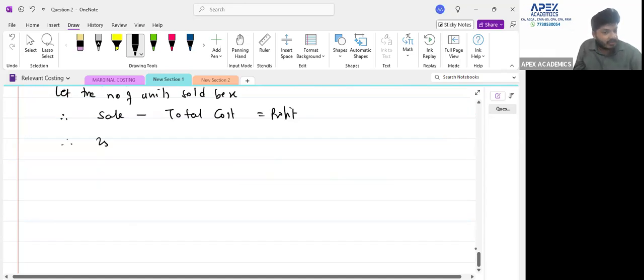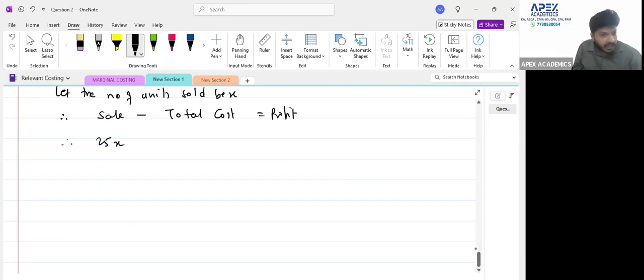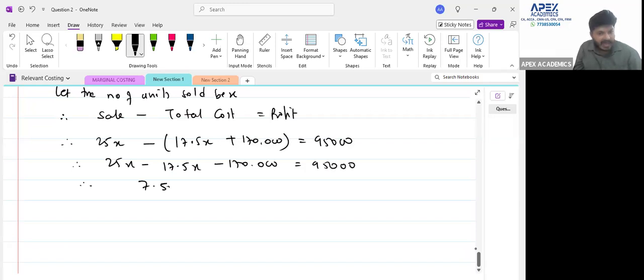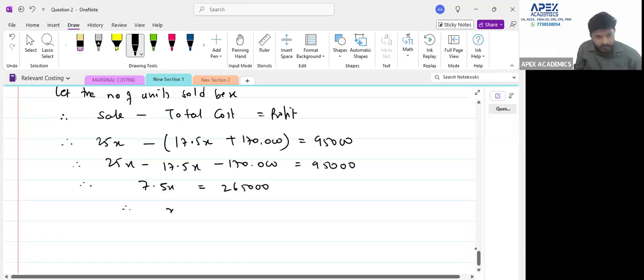Sale at the rate of 25 per unit is 25x. Total cost is 17.5x variable cost plus 1,70,000 fixed cost, equal to profit of 95,000. Any doubts about this? Therefore, can I say 25x minus 17.5x minus 1,70,000 is equal to 95,000? Therefore, 7.5x is equal to 1,70,000 plus 95,000. What is the answer? 2,65,000. Therefore, x is equal to 2,65,000 divided by 7.5.